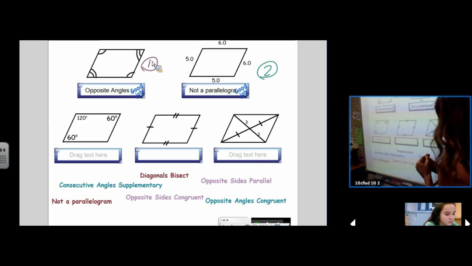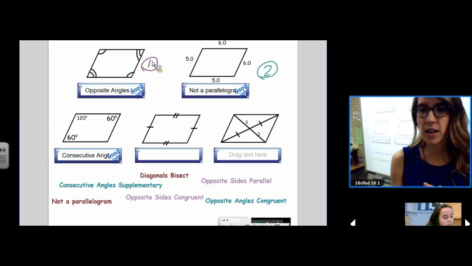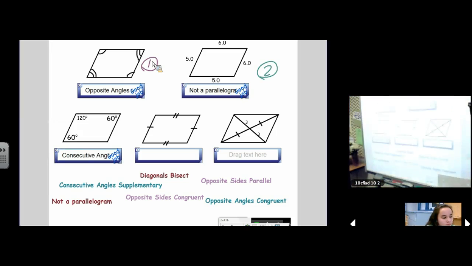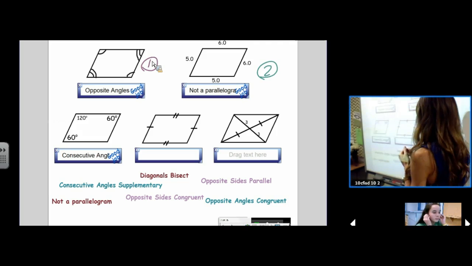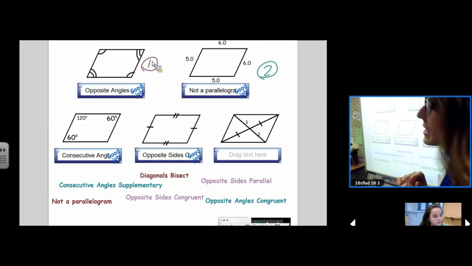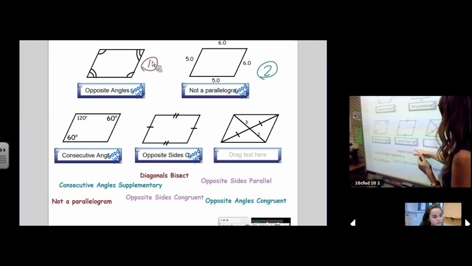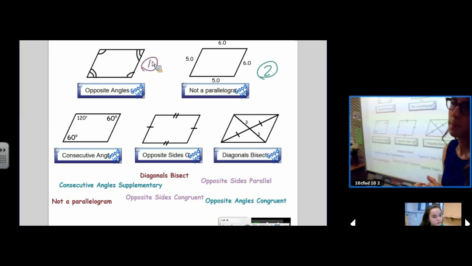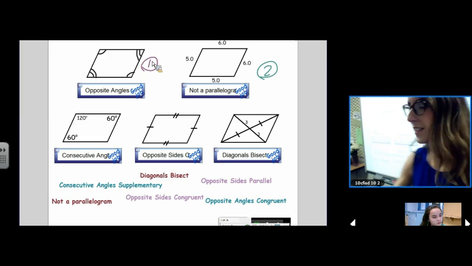I'll wait for you to type it. The next one is showing one of our properties. Consecutive angles are supplementary. Good, Kendra. It's a kite. Okay, the next one is showing our good old opposite sides are congruent. That's what tick marks indicate. Sides are congruent. And that last one is showing those diagonals. Yep, they bisect each other. 3 is congruent to 3, and tick mark is congruent to tick mark.